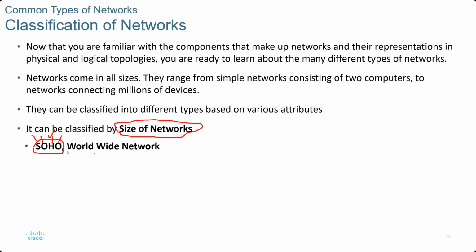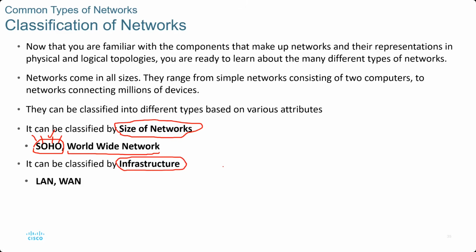And then we have the worldwide network. And this is also based on size. So if you have a very big network, we call it a worldwide network. We can also classify networks by the type of infrastructure they have, the type of technology it's using. And based on that, we call them local area network or wide area network.